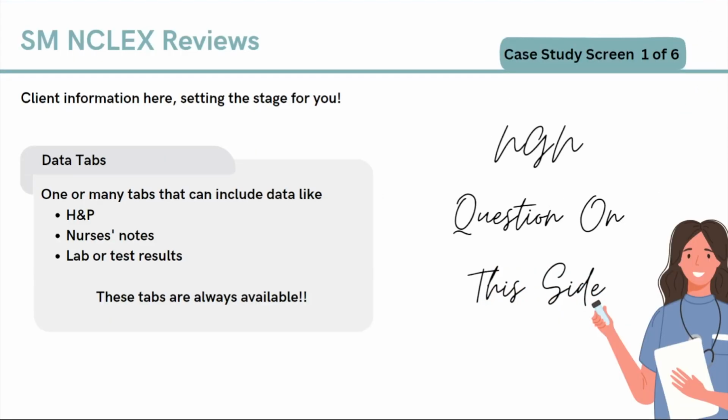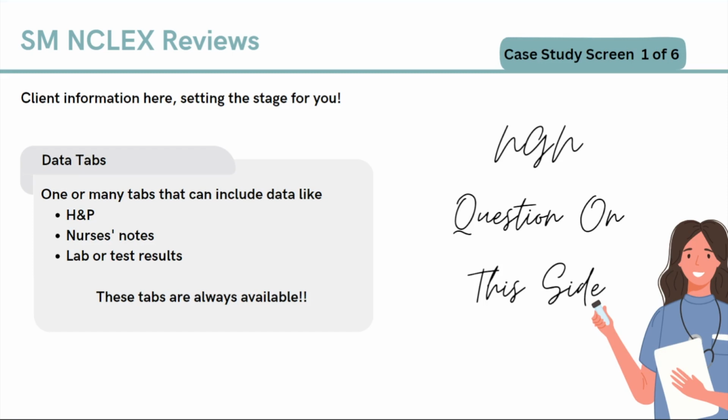So how are case studies set up on your NGN? The screen will appear with several pages on the right-hand side. This alerts you that this is a case study. So for example, it may say case study screen 1 of 6 or 5 of 6, so you always know where you are within that case study.